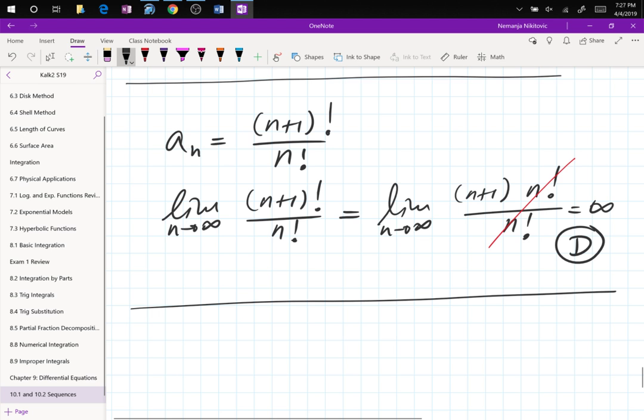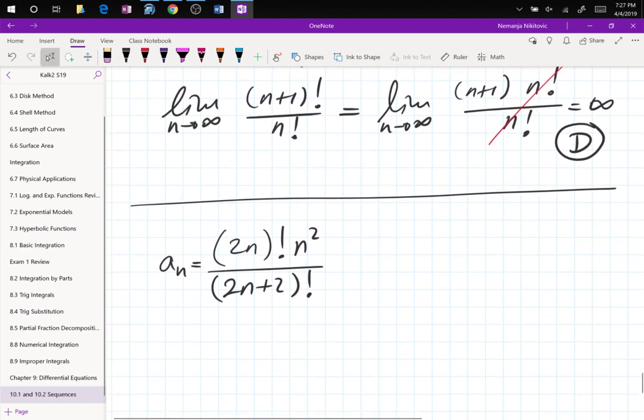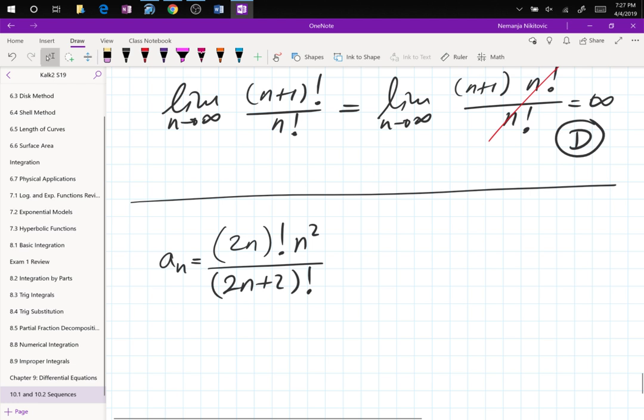Now all of that is the prelude to a much nicer problem, which you will have to deal with a lot later in this chapter, in chapter 11, and then in differential equations. Here it is. Ready? 2n factorial times n squared divided by 2n plus 2 factorial. So the limit of this, you have to kill factorials.